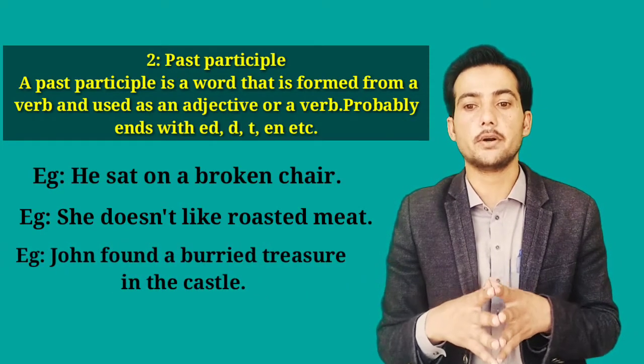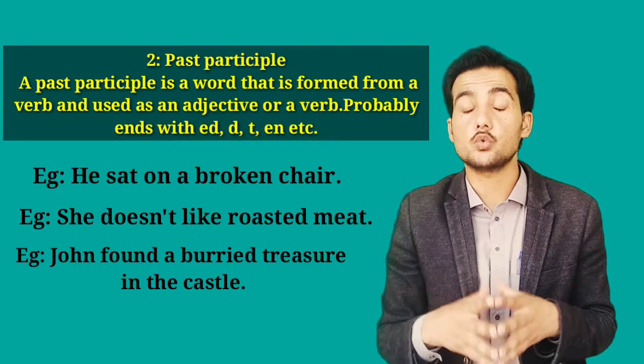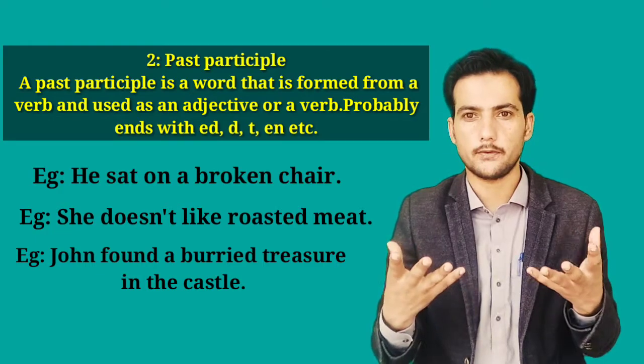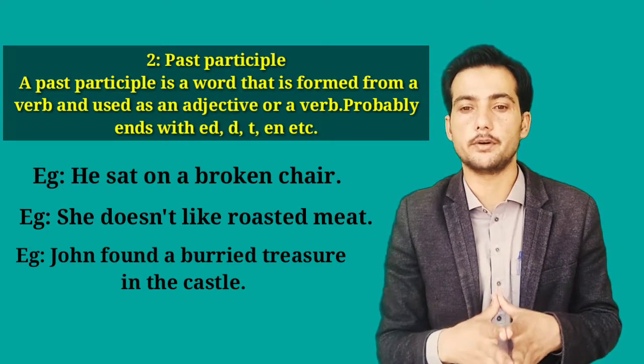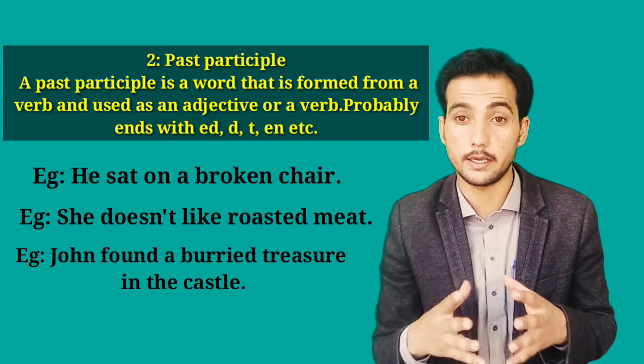John found a buried treasure in the castle. John found what? Buried treasure. Which sort of treasure? Buried treasure. So that is why here buried is a past participle, and here it is used like an adjective.